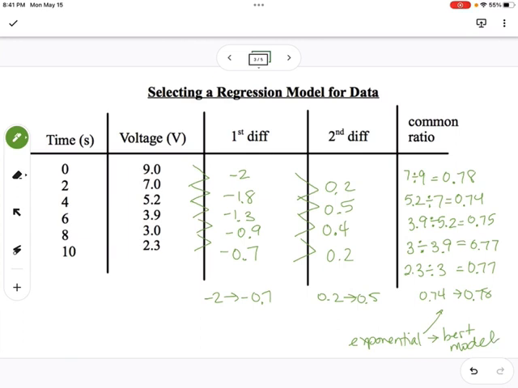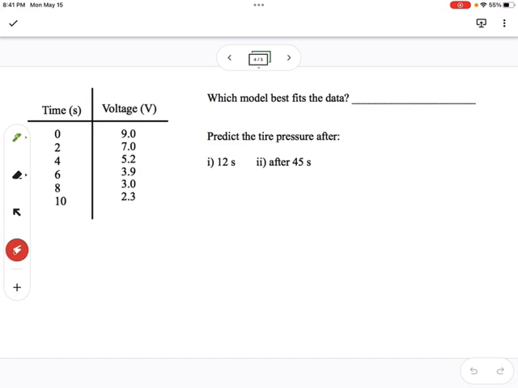Okay, so again, like we said, in real life scenarios, we're not going to have an exact fit at all times, but we're looking for closest to. So the closest numbers together are the exponential data there. Okay, so the exponential is the best model. And we can remember when we're talking exponential, that is y equals a b to the exponent x.